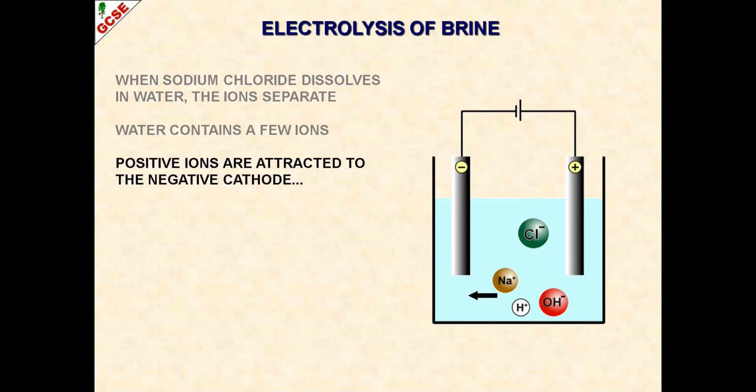Now what happens? Both of the positive ions will be attracted to the negative cathode. Sodium and hydrogen, but which of them will be discharged? Will hydrogen be discharged or will sodium be discharged? Only one of them can be discharged. So which one will it be?